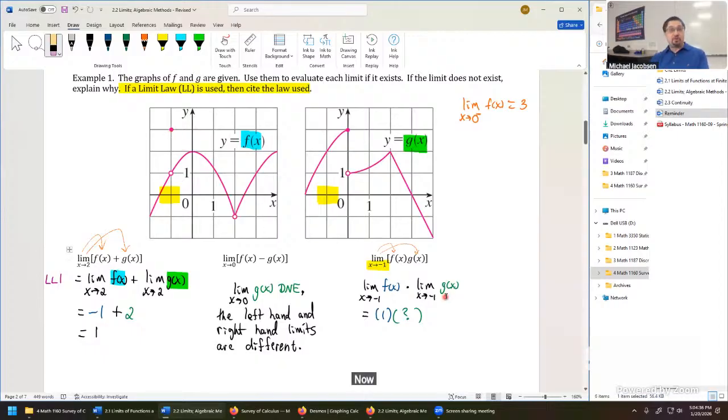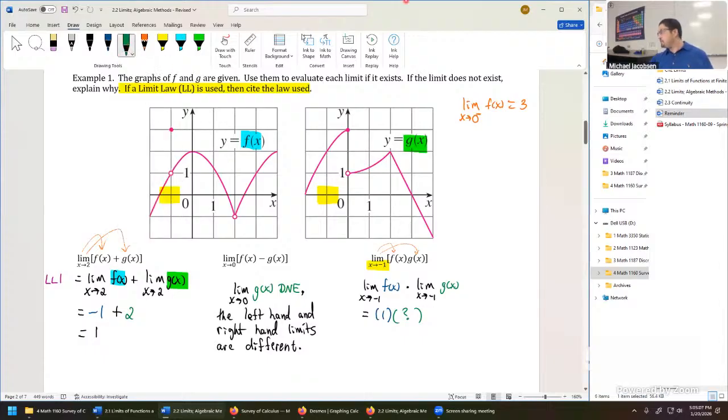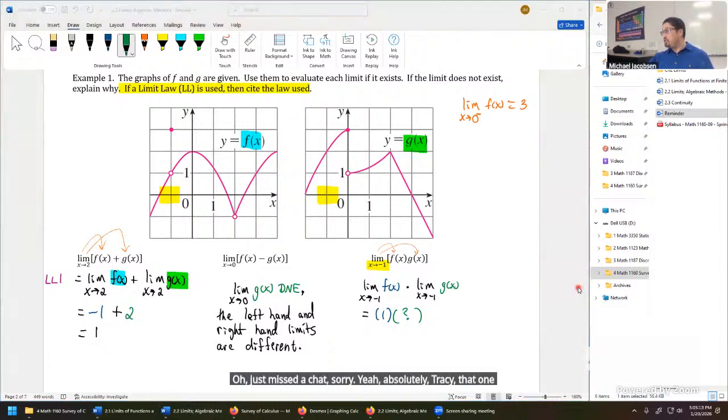Now we need to turn it over to the g of x. Anyone see the limit as x gets closer and closer to -1 on g of x? Oh, just missed a chat, sorry. Yeah, absolutely, Trayson. That one will get closer and closer to a 2.